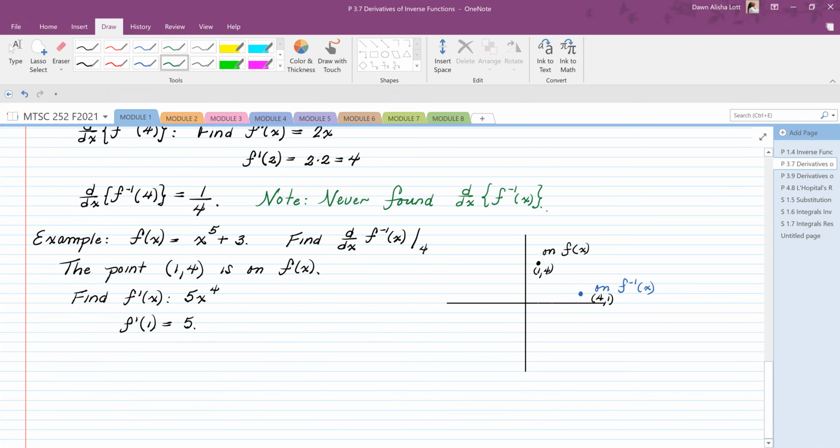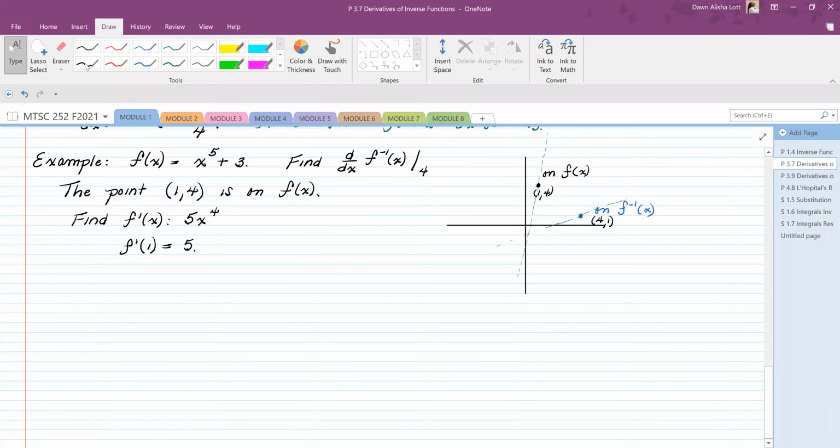So it's some really steep line going through here. Well, then that tells me that the slope going through the other point is 1 over that. So what that says to me is that to find the derivative with respect to x of the inverse function at 4, it is just 1 over f prime at 1.